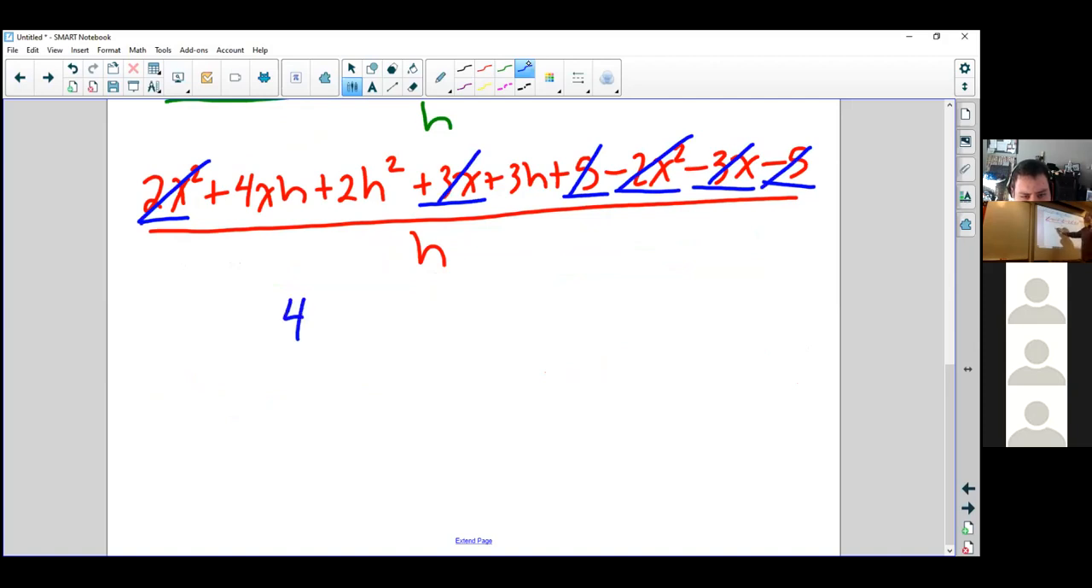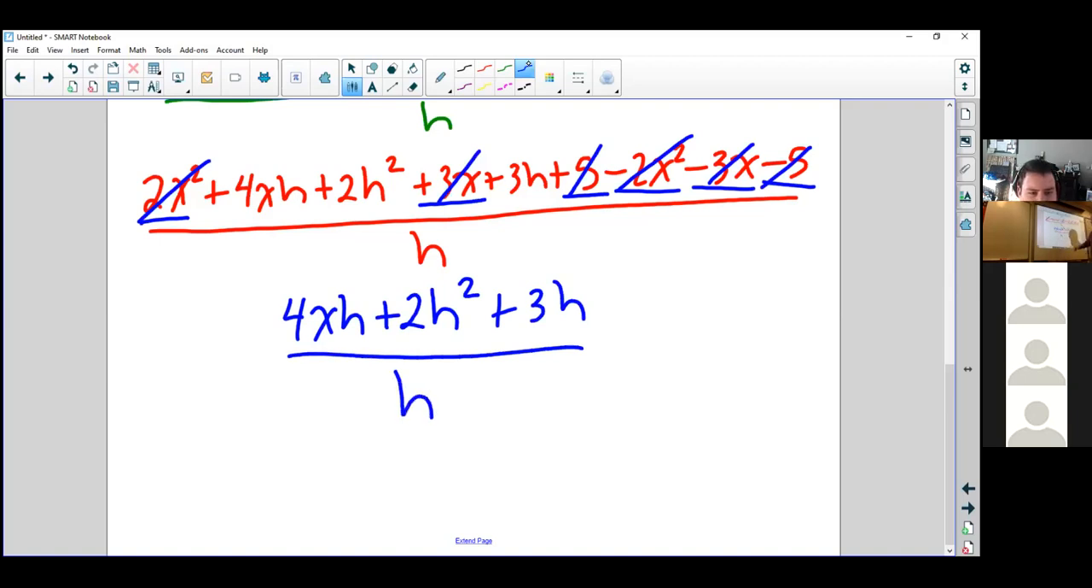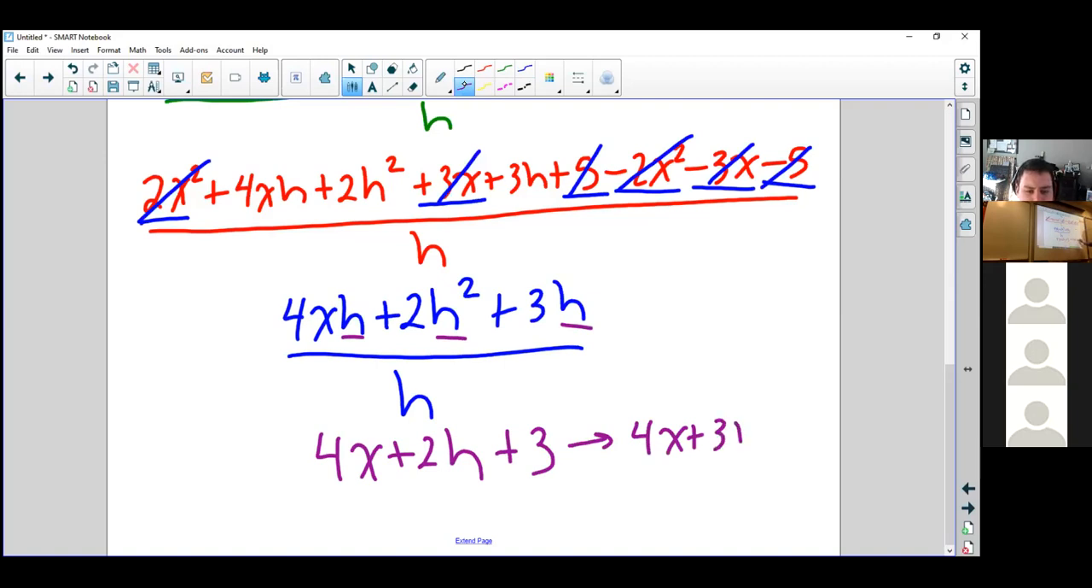So I have 4xh plus 2h squared plus 3h all divided by h. So all 3 of these terms have an h that I can cancel. So I get 4x plus 2h plus 3. And then you're going to say, well, that's the same thing as 4x plus 3 plus 2h, and you're all done.